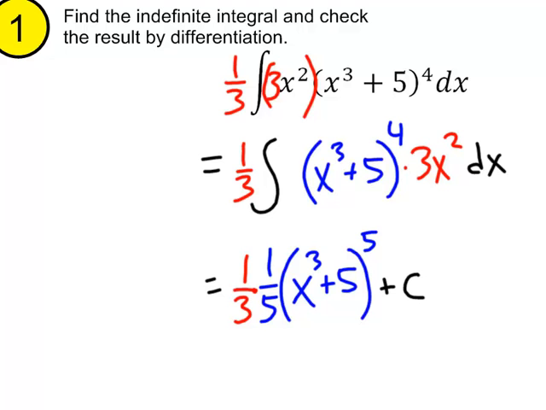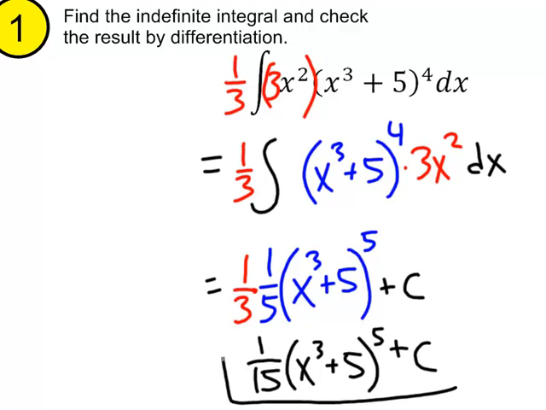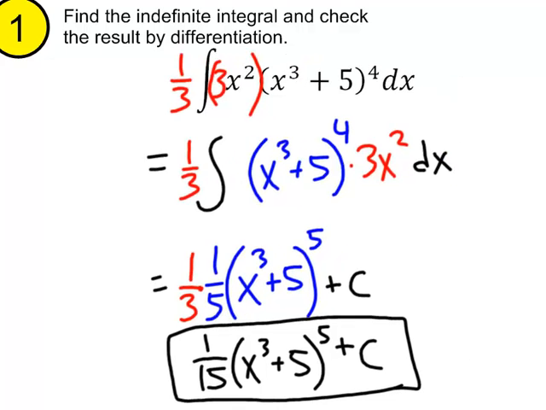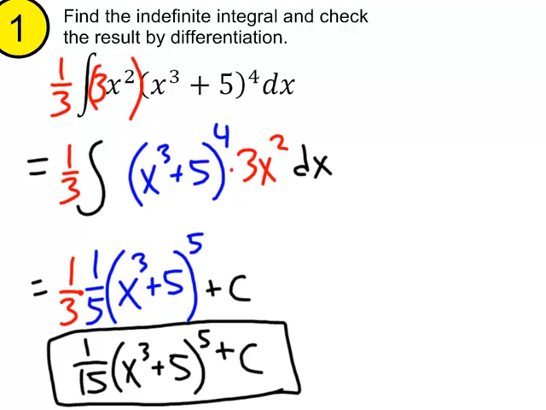So our final answer will be 1/15 (x cubed plus 5) to the 5th power plus c. We'll put a box around it. And let's proceed to check the result by differentiation as we were asked to do. And I do insist that really is a great practice to get into.